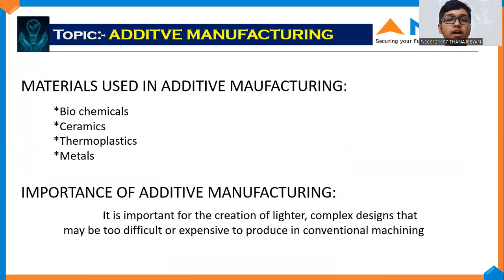And the materials used in the additive manufacturing are biochemical materials, ceramics, thermoplastics, and even metals can be 3D printed. Nowadays, people use additive manufacturing to build a house. So the main importance of this additive manufacturing is that it can produce a component which is lighter, complex design that can be too difficult or expensive to produce in a conventional machine.